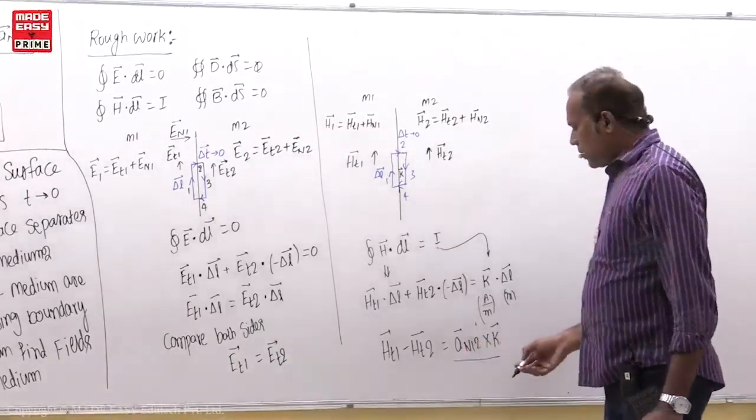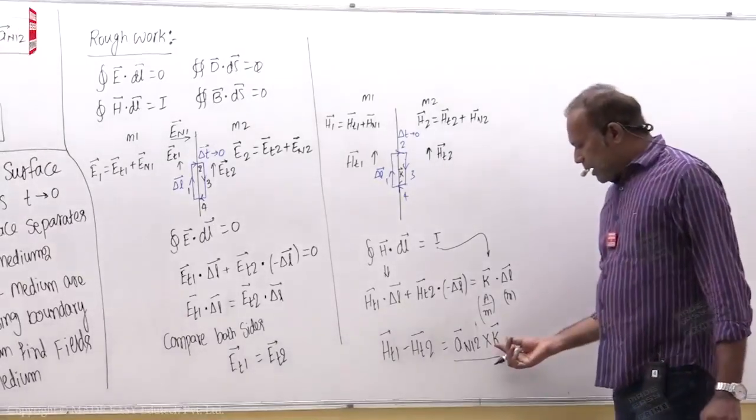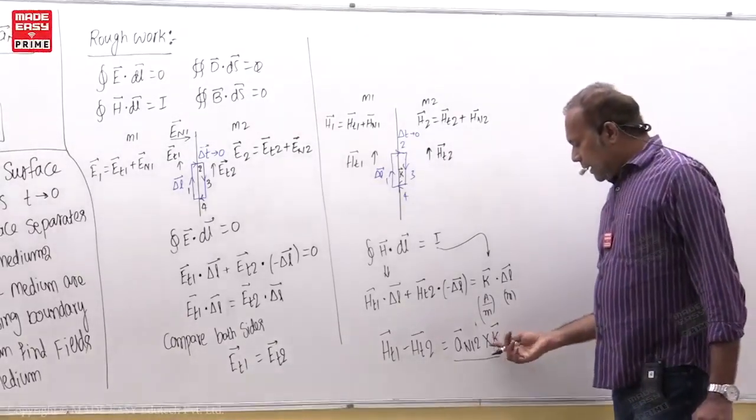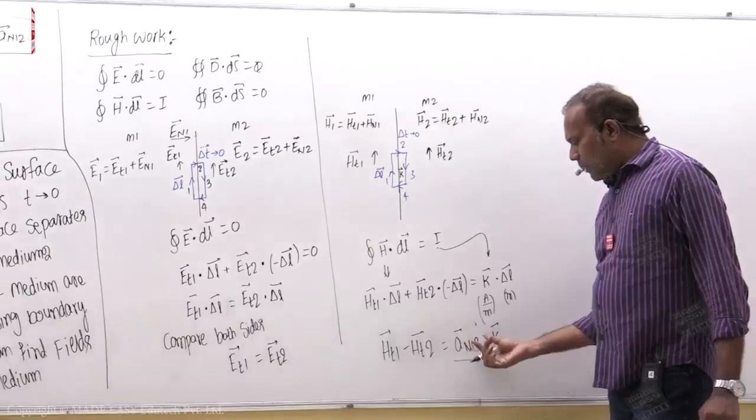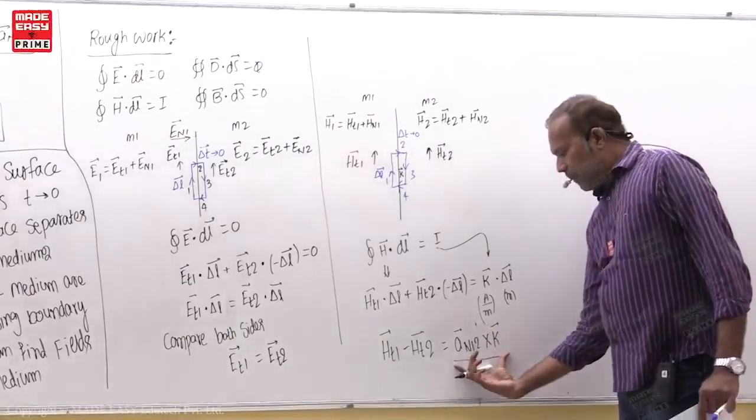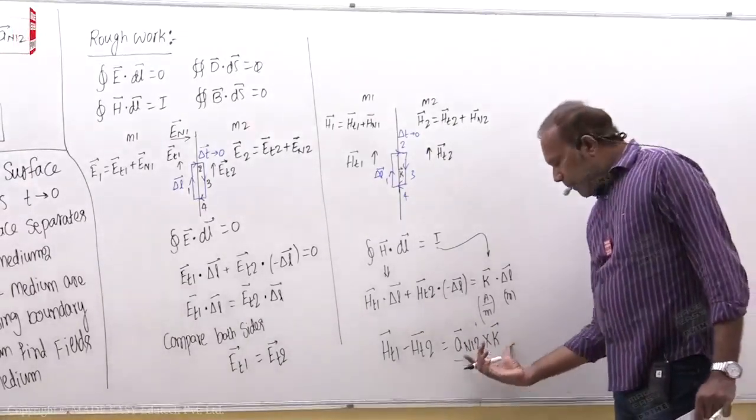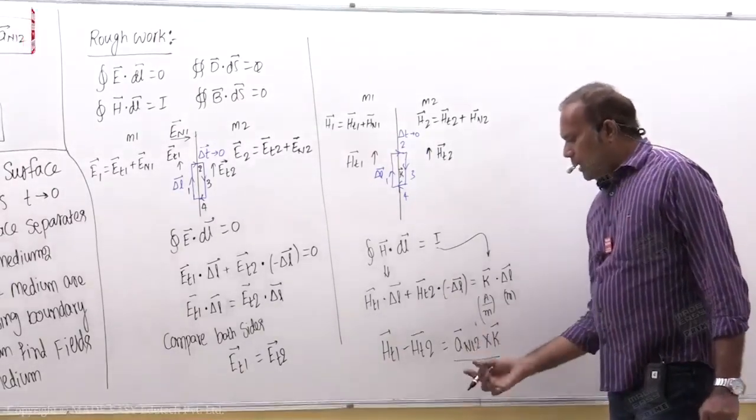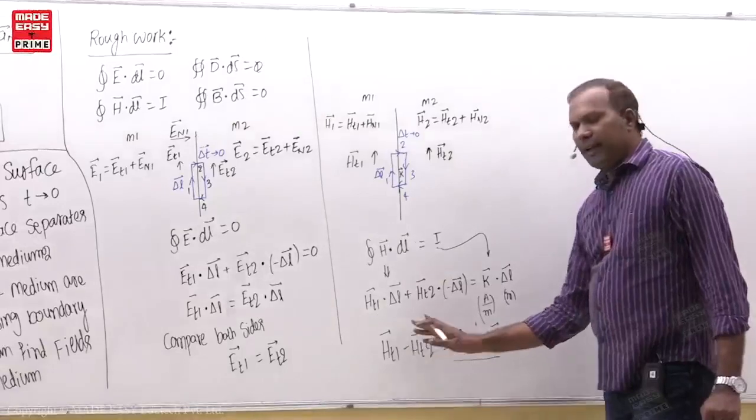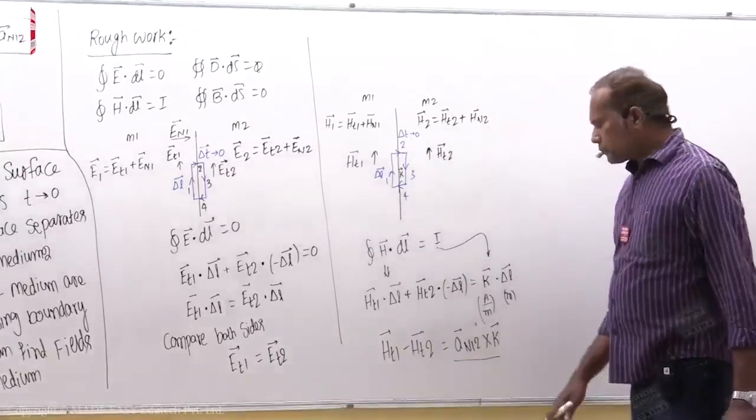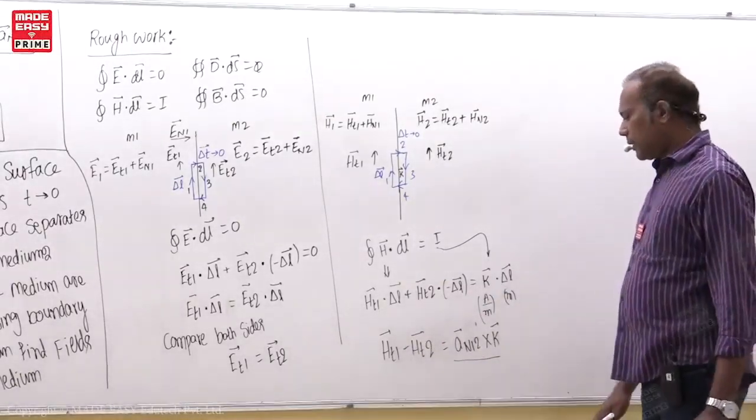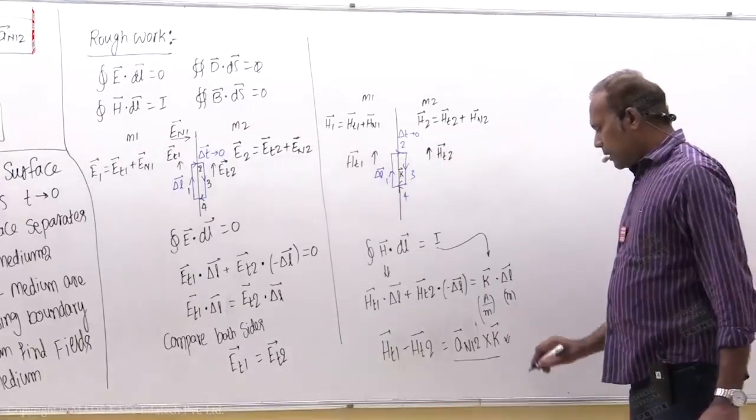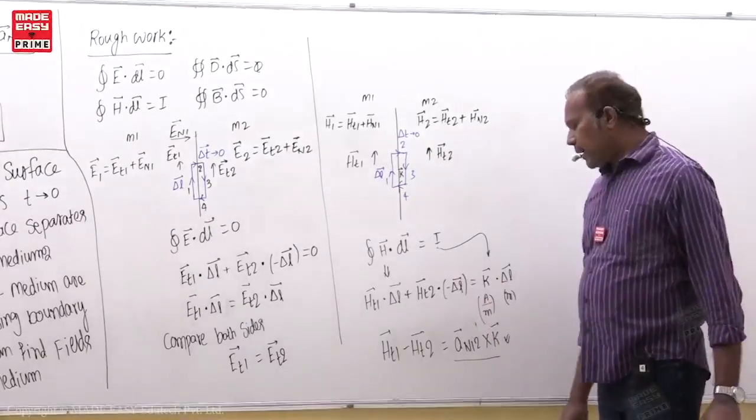Do you remember, students? If there is a K bar surface current density, then you take the cross product with the normal unit vector, and you get the magnetic field generated. That magnetic field generated should be equated to the difference of magnetic field intensities here. So that is the derivation for that. This equation you have to remember, dear students. I will write that later on.